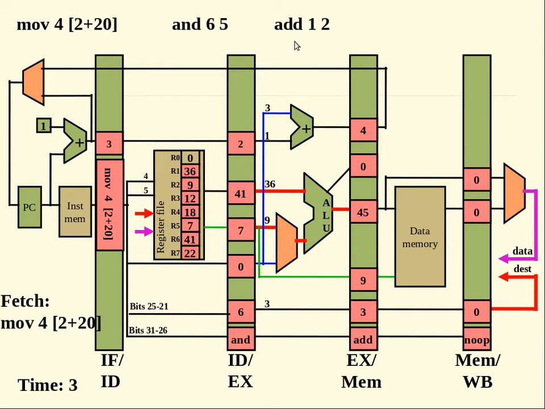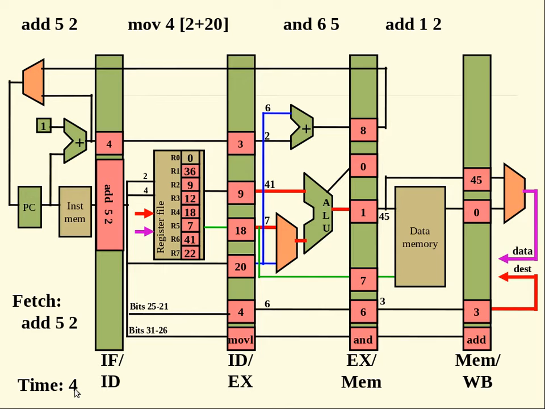Next cycle, the add is moved from decode into execute. We're going to go ahead and execute 36 plus 9, which is 45. While the add is being executed, the AND is being decoded. So 6 is 41, and then 5 is 7. We're decoding that. We're writing to register 6, and it's an AND instruction. And while both the add and the AND are being worked on, we're going to start our load word instruction. We just read that from memory and store it off. So again, we're now already working on 3 instructions at the same time.